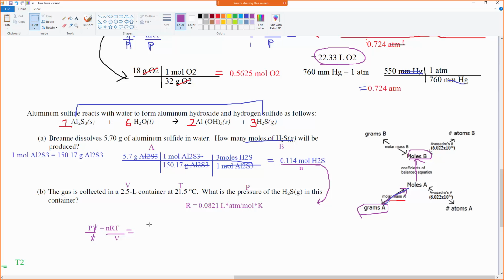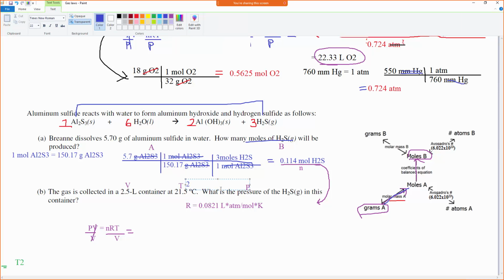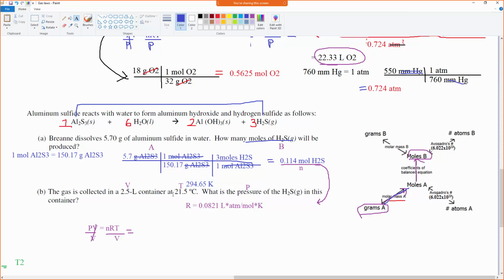Okay, wait, there's a step that we missed. Yeah, Nicole is right. We have to convert from Celsius to Kelvin. So 21.5 plus 273.15. Let's see. So that becomes 294.65 Kelvin. Is that what you guys got? Yeah. That's what Erica and Sarah were trying to say. I missed that.